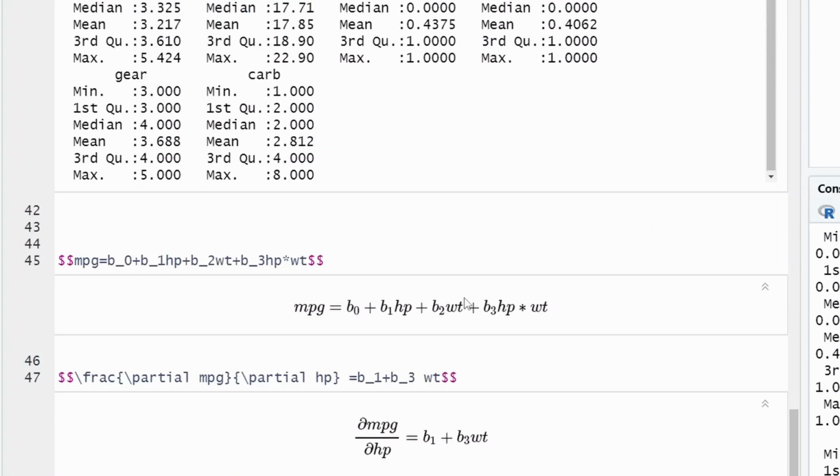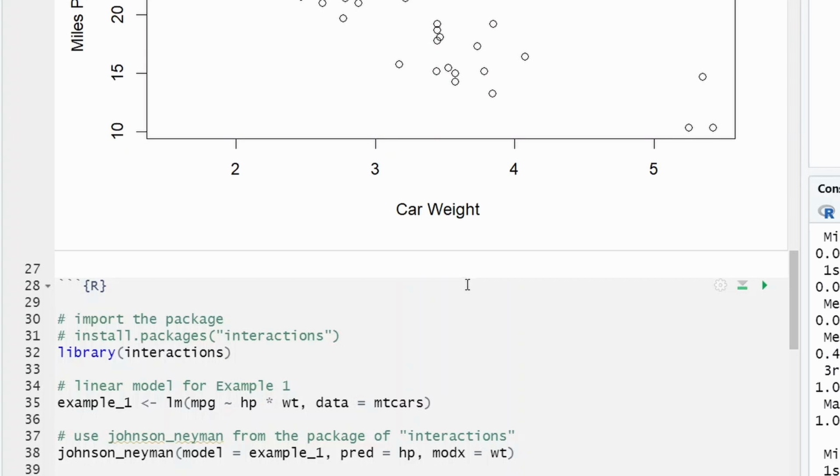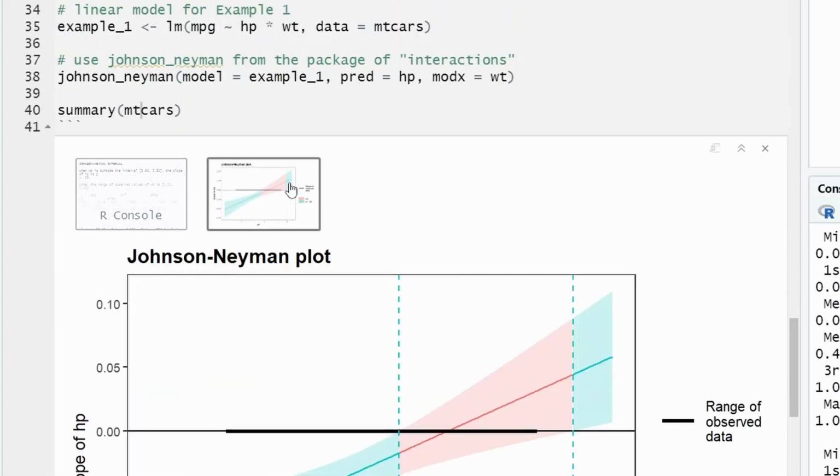So I think that's it. I just showed you how you can plot the Johnson Neyman and what the Johnson Neyman plot is telling us.